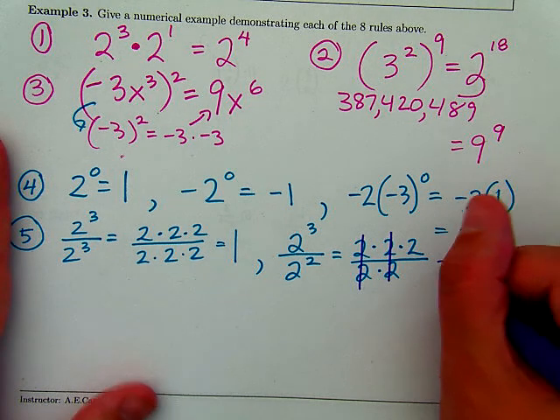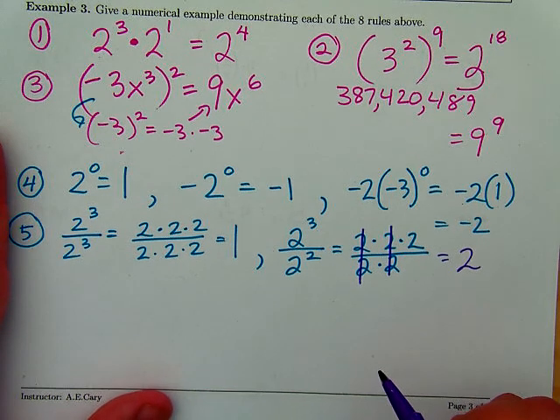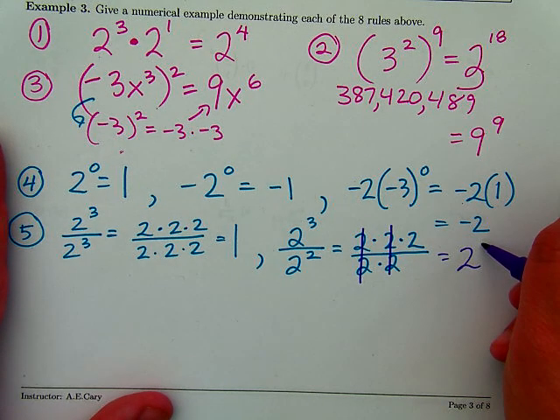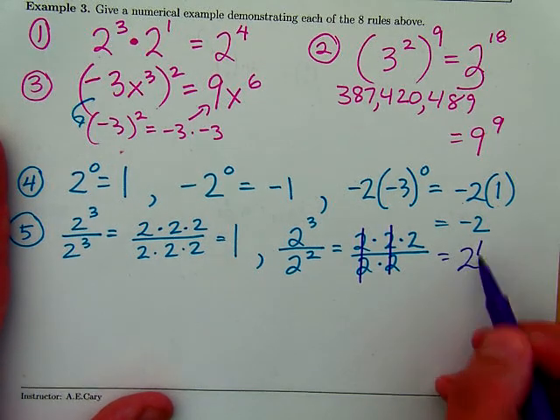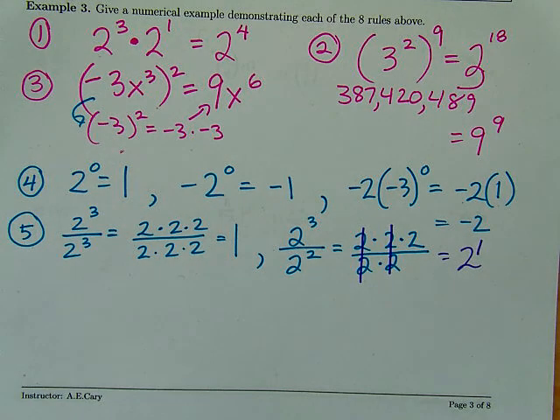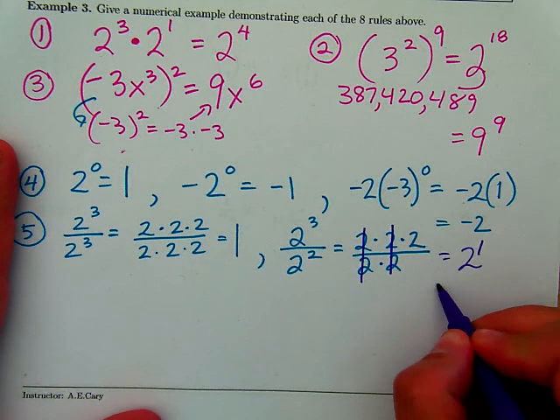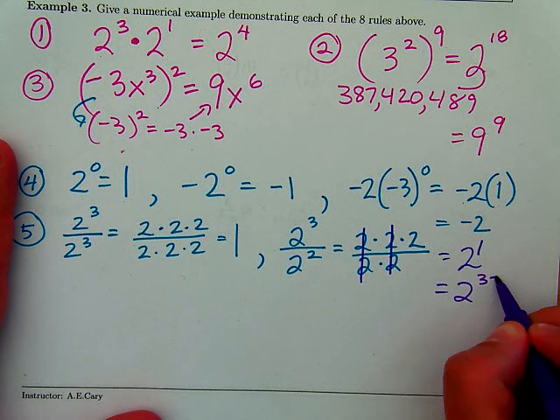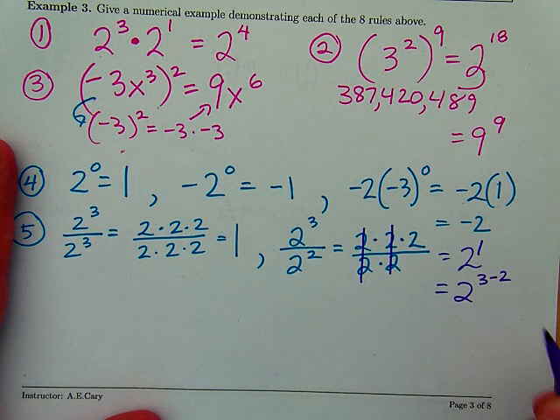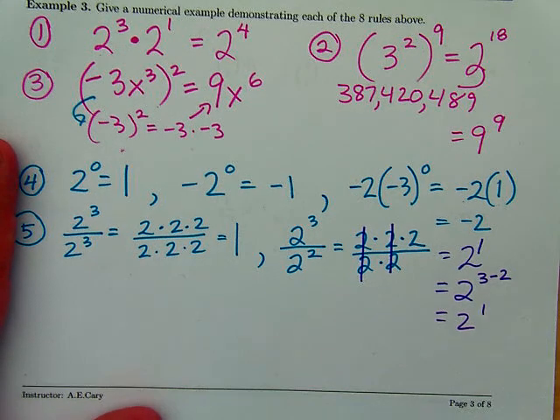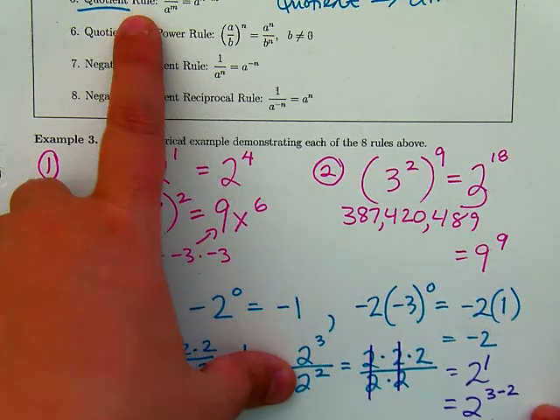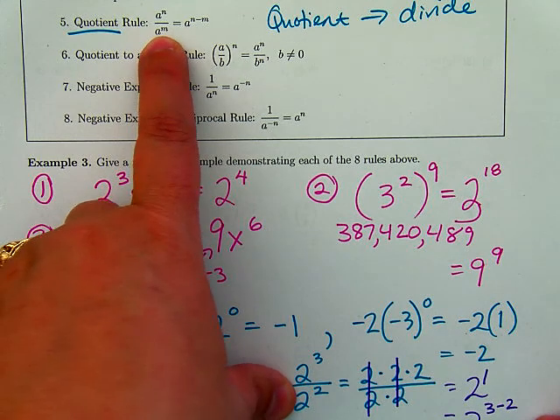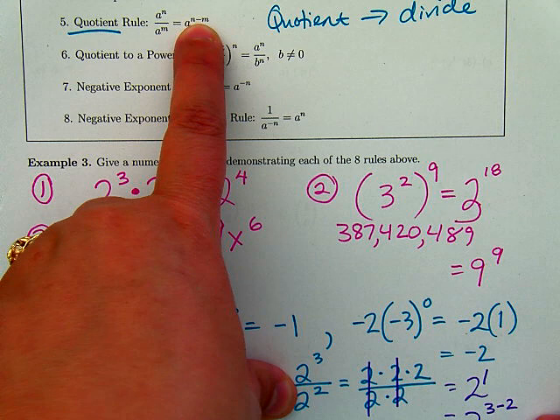And what's left? 2. What's the exponent on this 2? 1. What can I do with 3 and 2 to give me 1? When we multiplied, we added them. When we divide, we're subtracting. So this is really the same thing as 2 to the 3 minus 2, which is the same thing as 2 to the first power. So that's the rule for when we're dividing and the bases are the same, we're going to subtract the exponent. That's the quotient rule.